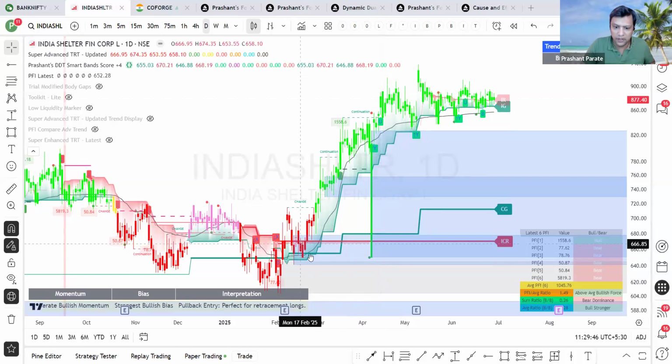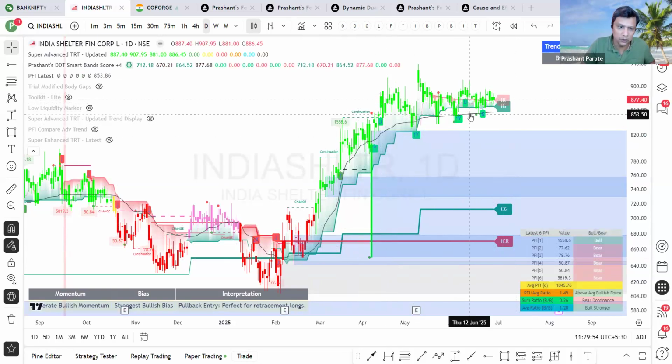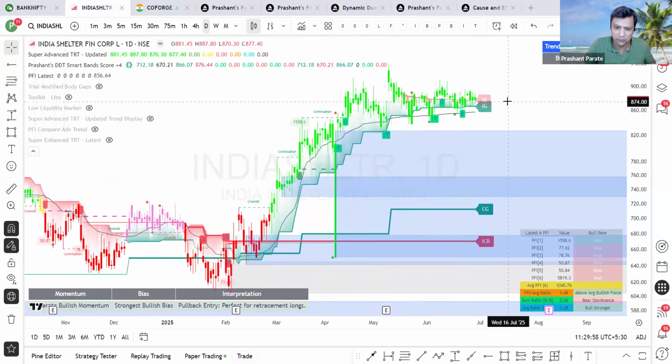So if I have bought somewhere here, I will book profit and I will exit from this stock because it is not showing a good trend. It's not showing good price action. I'll just exit this, or at least do partial profit booking, and I will keep on holding with stop loss below 650.